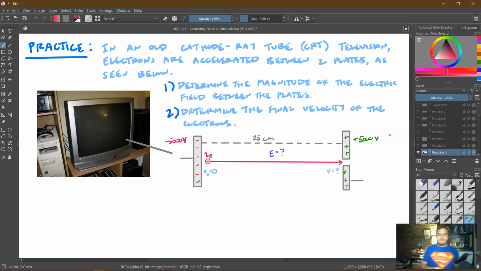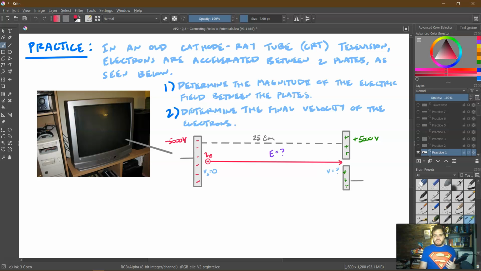So in this old cathode ray tube television, electrons are accelerated between 2 plates, one at the back of the TV, one at the front of the TV. As we can see in this particular situation, one plate is at negative 5,000 volts, one is at positive 5,000 volts, and this electron is accelerated. The reason it hits the screen is it goes between the plates, basically misses them, and will hit the screen.